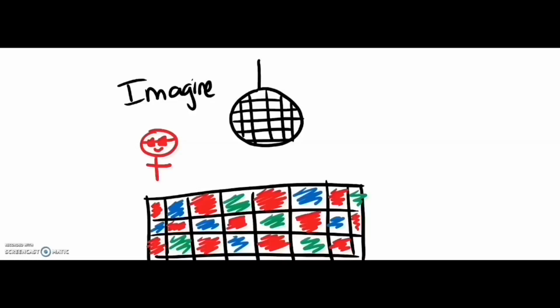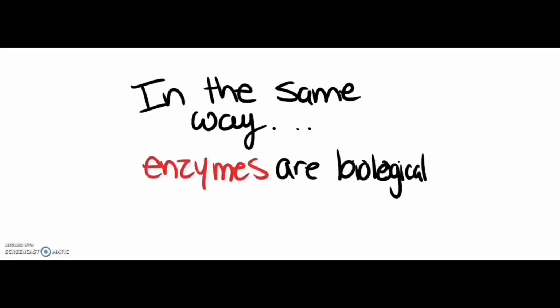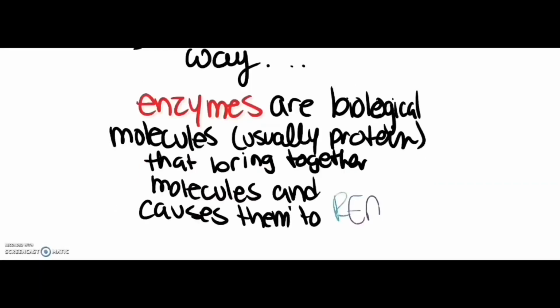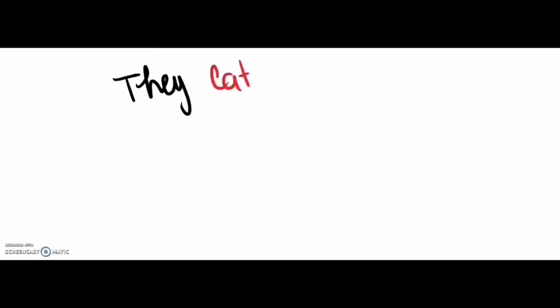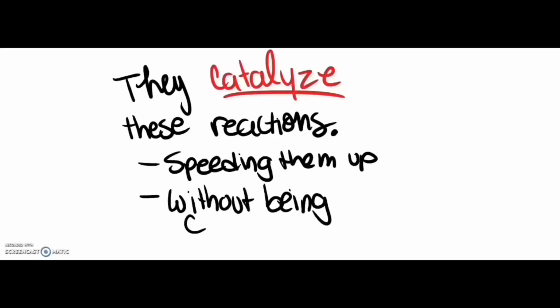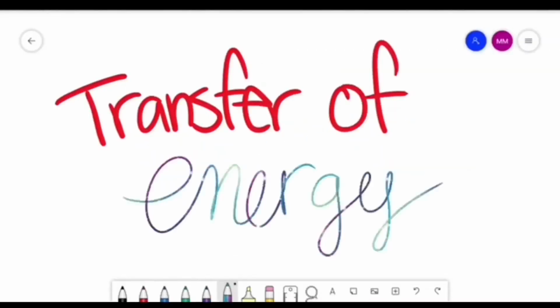So imagine that you're at a party and there's a stranger on the other side. Usually you wouldn't interact, but a mutual friend can get you guys to interact. In the same way, enzymes are biological molecules, usually proteins, which bring together molecules and cause them to react. They catalyze these reactions, meaning they speed them up without being consumed. But how? This has to do with the transfer of energy.